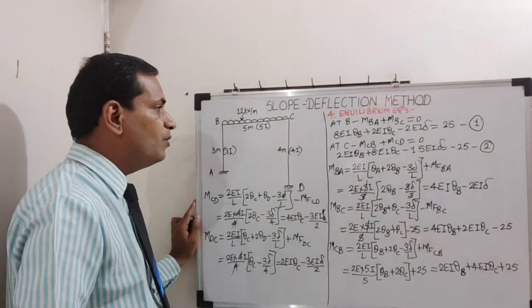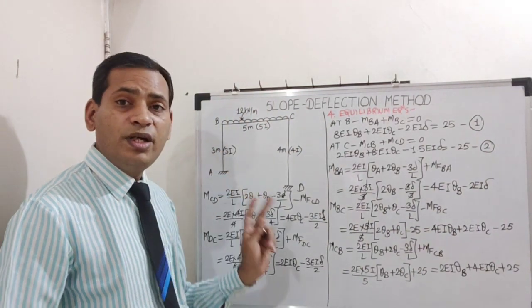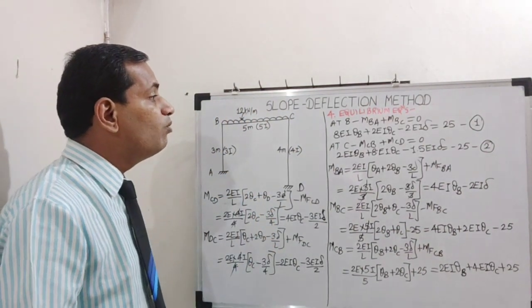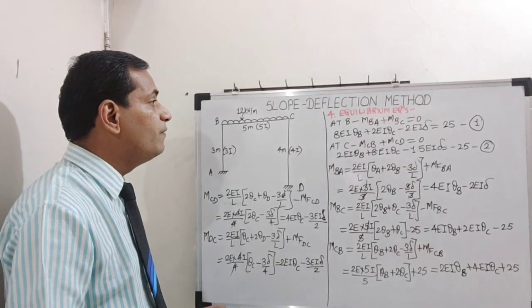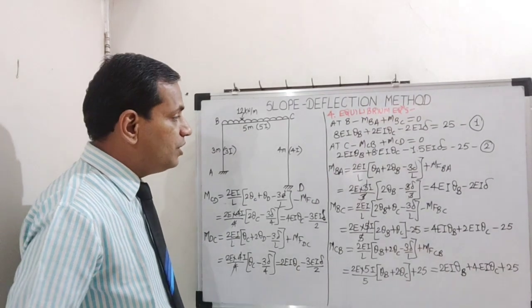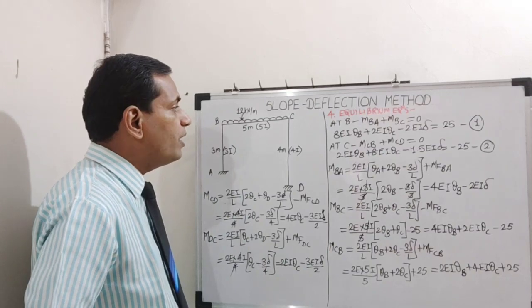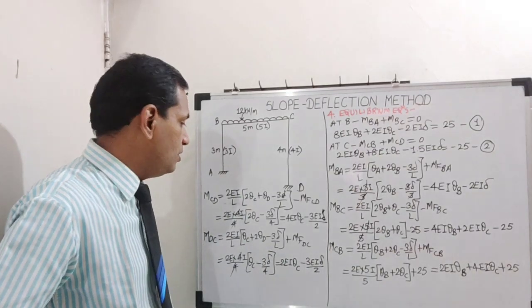So we have 3 unknowns. We have got 2 equations from 2 conditions. We need one more equation of equilibrium, which will be from shear equation. So how to get that shear equation? Let us see.